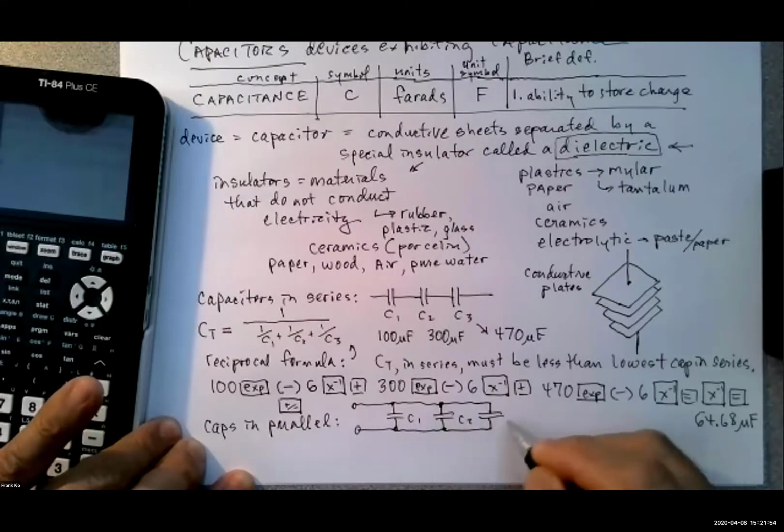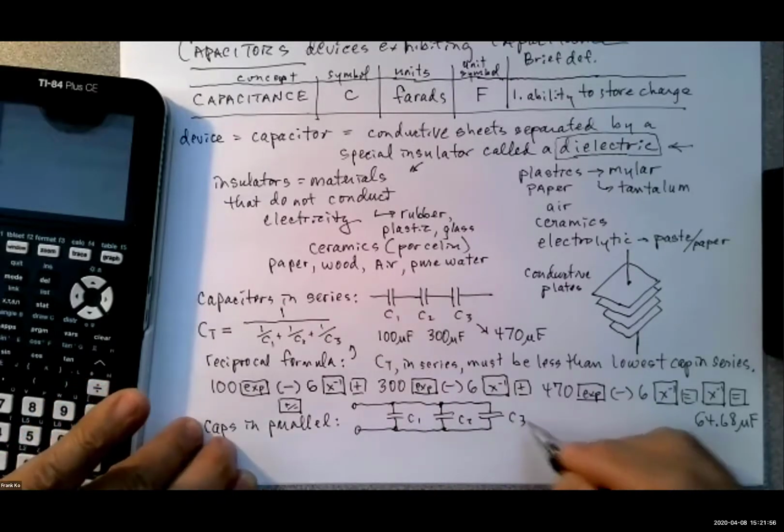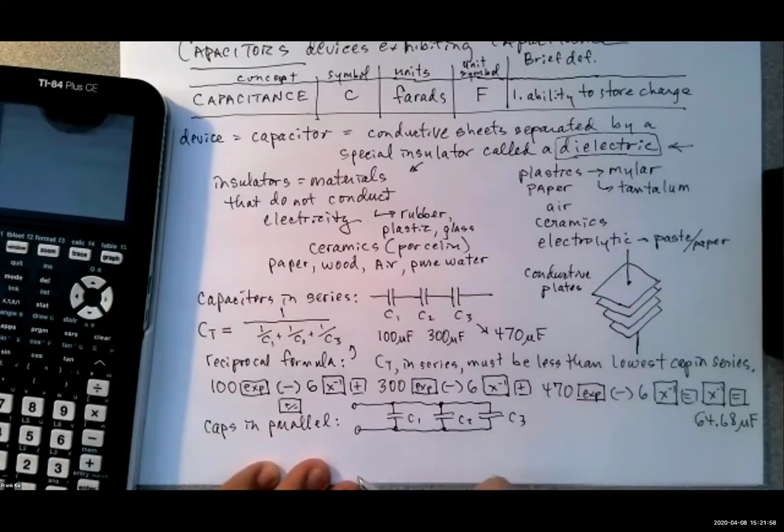C1, C2, C3. All have the same values as they did previously. This was 100 microfarads. This was 300 microfarads. And this was 470 microfarads.